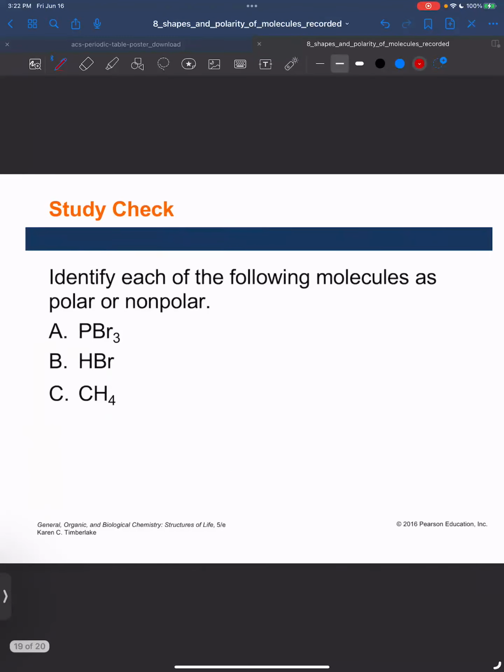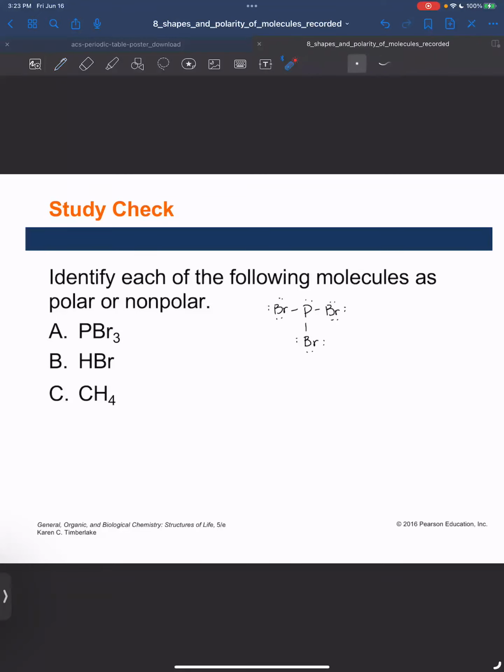All right, go ahead, pause the video, try the study check on your own, and then check your work with me when you're done. All right, so phosphorus bromide, I'm going to go ahead and just draw the Lewis structure here. Once again, check your work with me. If you're not getting the same Lewis structures, please email me and schedule an appointment, a one-on-one session, and we can go through drawing the Lewis structures together. I'm happy to help.